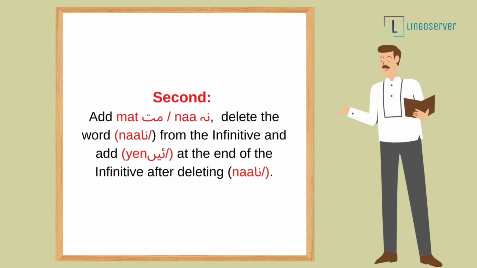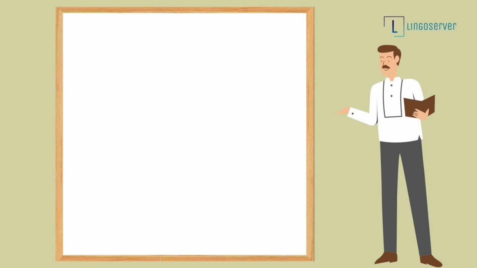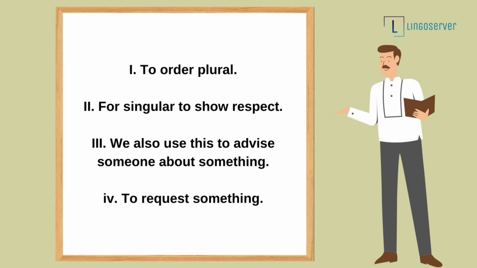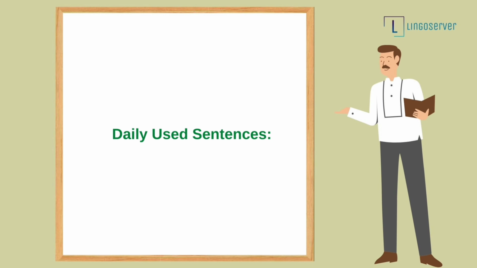Second, add mat or na and delete the word na from the infinitive and then add a at the end of the infinitive after deleting na. This is used for four meanings: to order plural, for singular to show respect. We also use this to advise someone about something, to request something. And now we stop here about the rules and we will learn some daily used sentences.